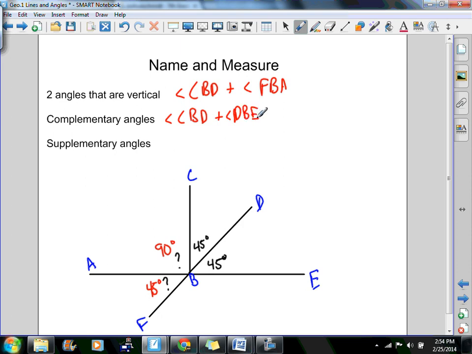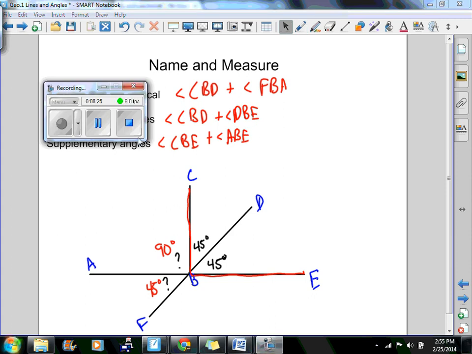And finally, supplementary angles. This is where it gets a little bit trickier. We have to ignore this central angle here and do angle CBE, and that's a little tricky to understand. But we can make the bigger angle CBE and angle ABC. And those would be supplementary. Make sure if you have questions that you ask me in class.